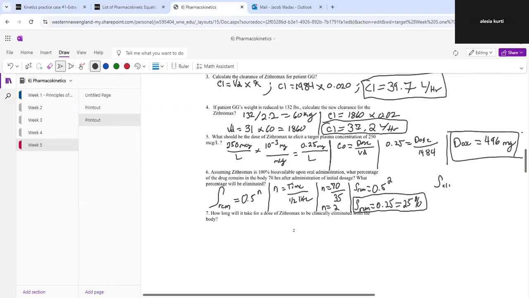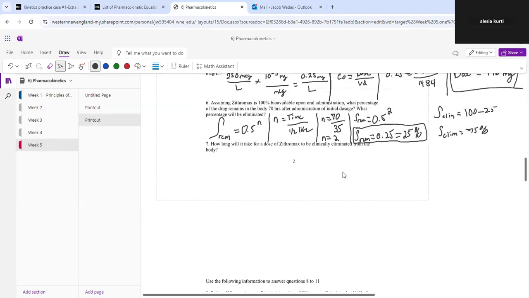All right, so for fraction eliminated, it's easy. Since we know that 25% remains, we can just do 100 minus 25, so fraction eliminated would equal 75%. Any questions on 6?